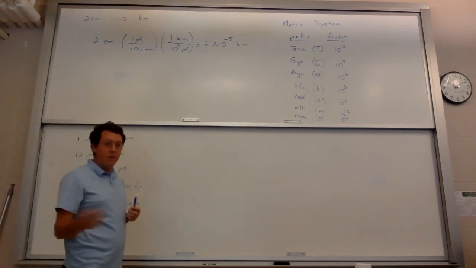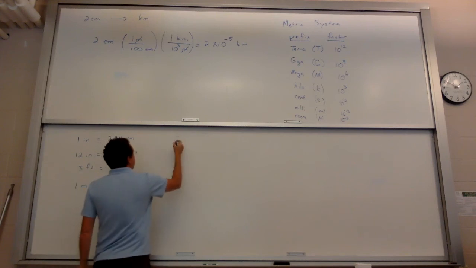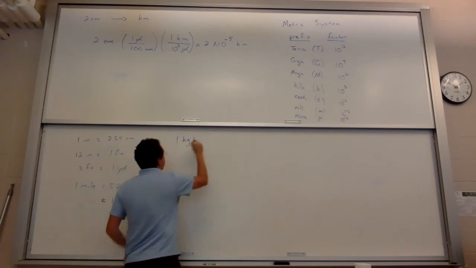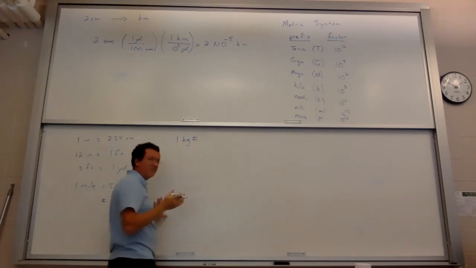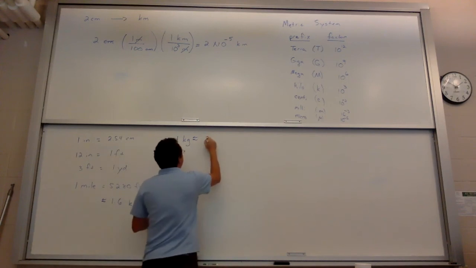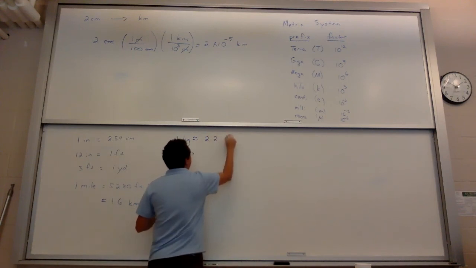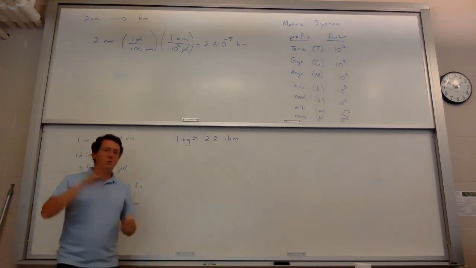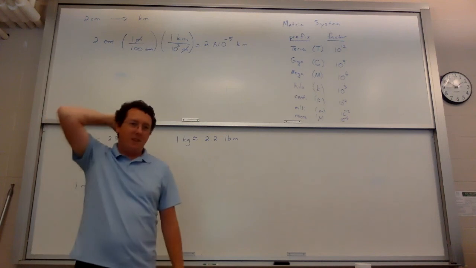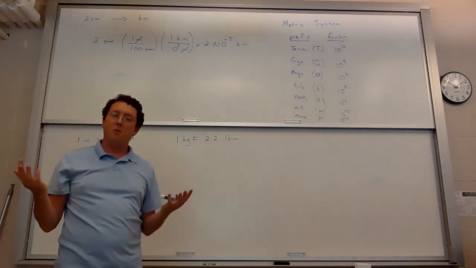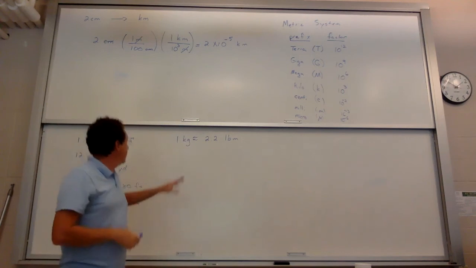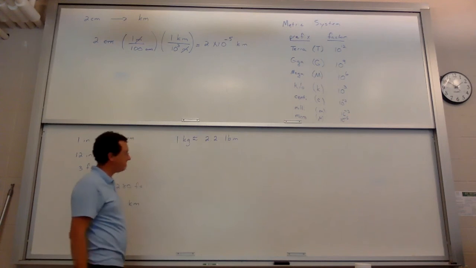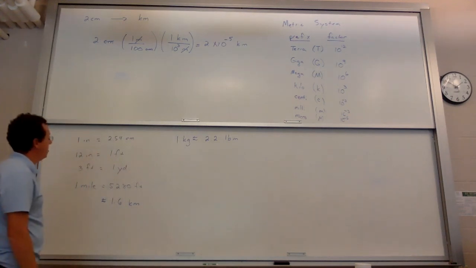Other things that are useful to know: 1 kilogram is, again, approximately, not exactly this, but it's close, 2.2 pounds of mass. Sometimes people just say 2.2 pounds, and again, you have to be careful. There's a pound of mass and a pound of force, and kilogram measures mass, so it has to be pounds of mass that it really is.